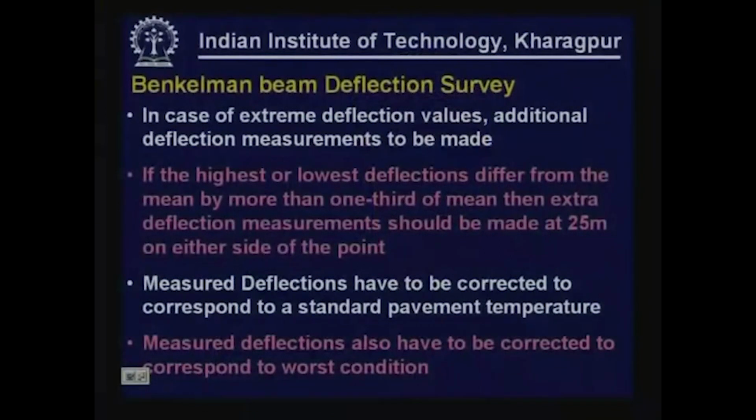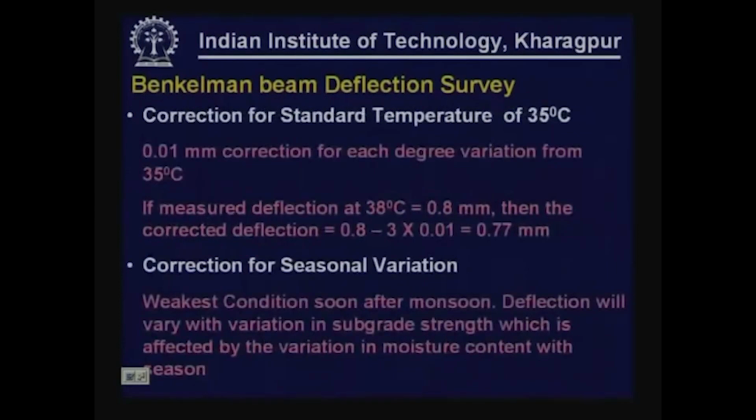The measured deflections also have to be corrected to correspond to the worst condition, because we are going to consider the structural condition of the pavement when it is in worst condition. This worst condition would normally be attained soon after monsoon. The correction for standard temperature has to be done for a temperature of 35 degree centigrade. The guidelines are, the correction has to be 0.01 millimeter for each degree variation from 35 degree centigrade.